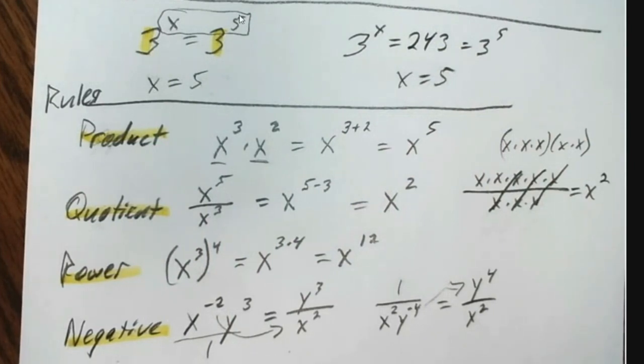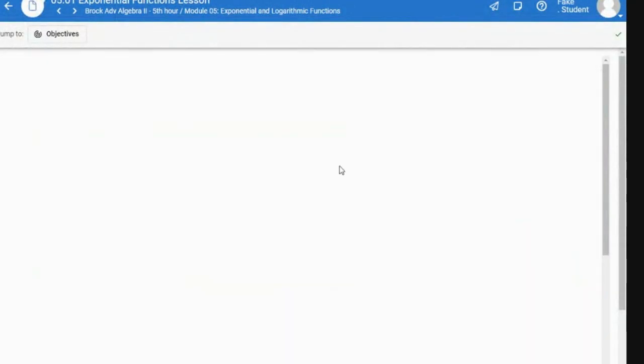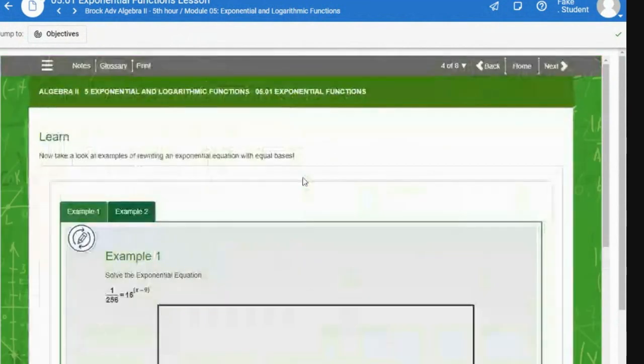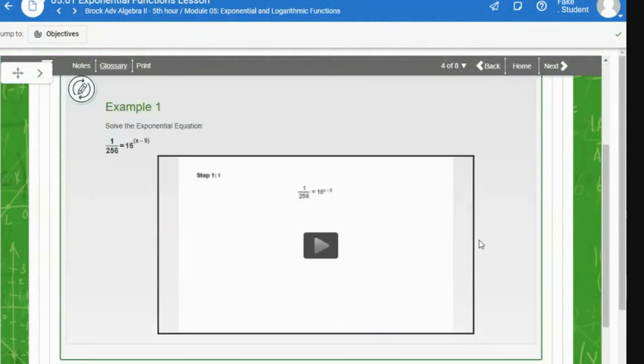All right, so we're going to look at this lesson; you can go back and look at all of it. I'm doing a lot of this on paper just to go through these things. They go through a lot of the same things. But we're going to look at how to solve an exponential equation when we have a different base, like this one: 1 over 256 equals 16 to the x minus 9. I said we need to get them to the same base. Here, let me do a simple one first.